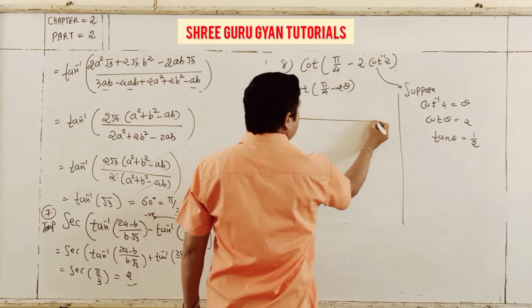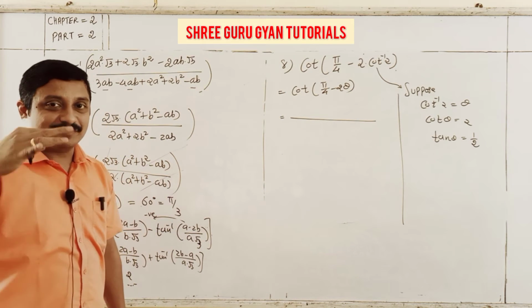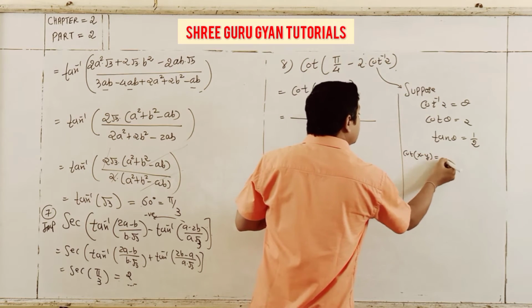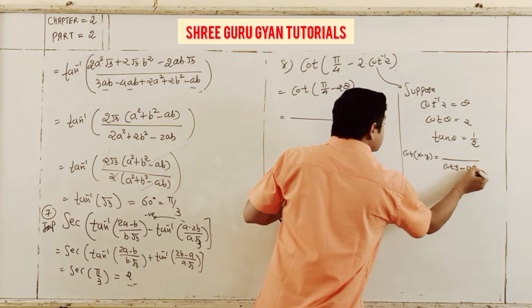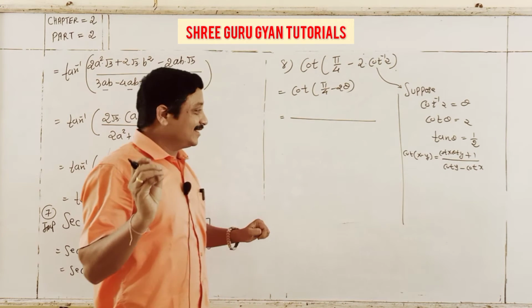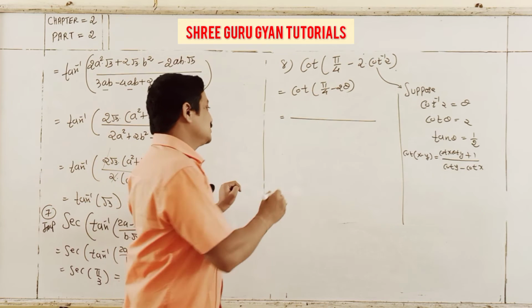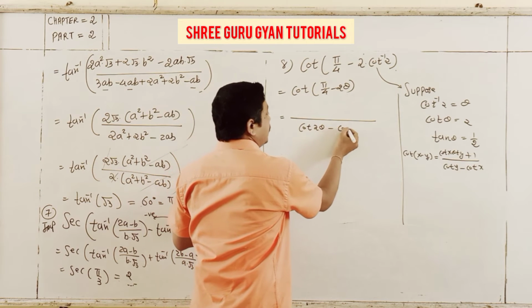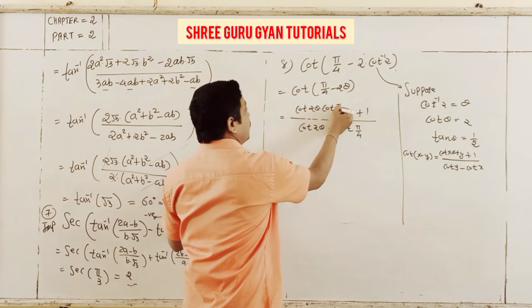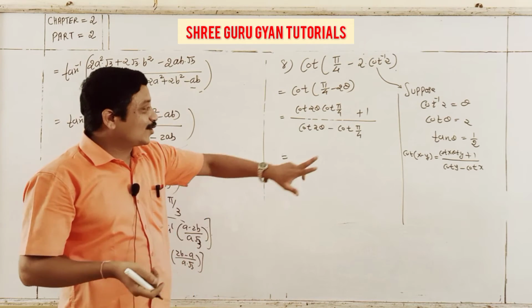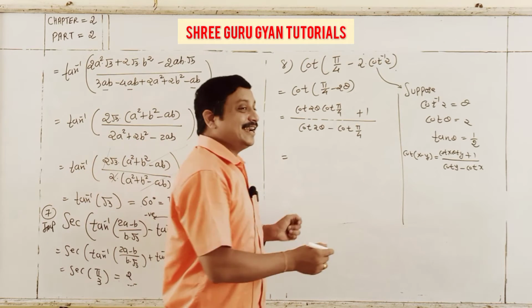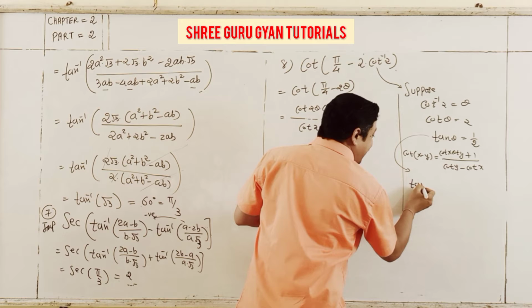Now does anybody know the formula for cot (x minus y)? This is your formula, if you know it: cot (x minus y) equals (cot x cot y plus 1) by (cot y minus cot x). 11th science formula. This is your x, that is your y. So (cot 2 theta cot pi by 4 plus 1) by (cot pi by 4 minus cot 2 theta). In short, cot 45 I know, but cot 2 theta is unknown, no? So that I define by this tan 2 theta.